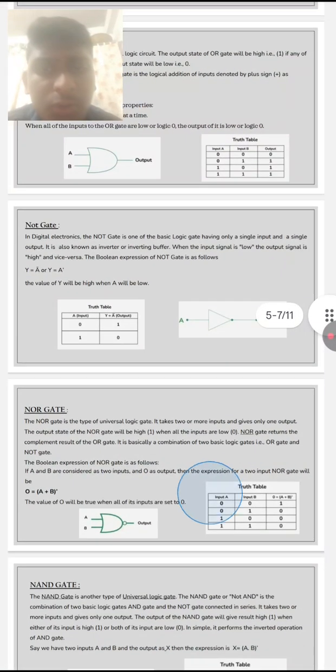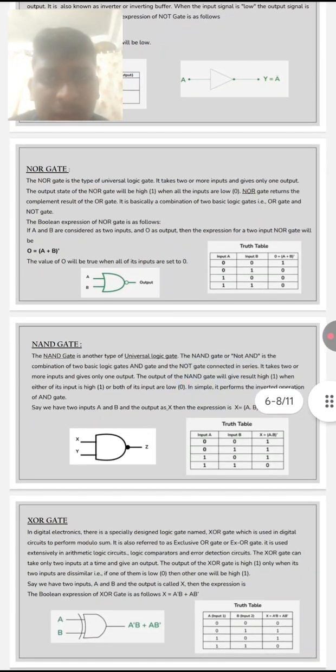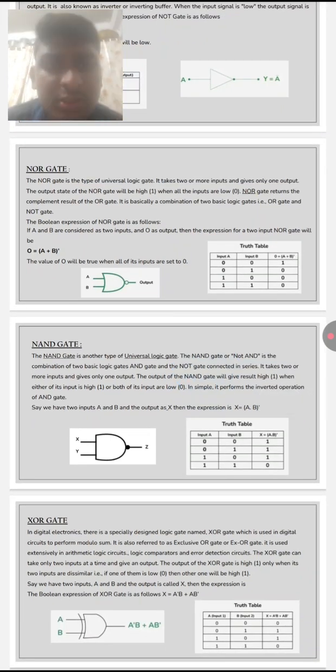Now we are moving to the NOR gate. The NOR gate is a type of universal logic gate. It has two or more inputs and gives only one output. The output state of the NOR gate will be high 1 when all the inputs are low 0. The NOR gate returns the complement of the OR gate. It is basically a combination of two basic logic gates, the OR gate and the NOT gate.